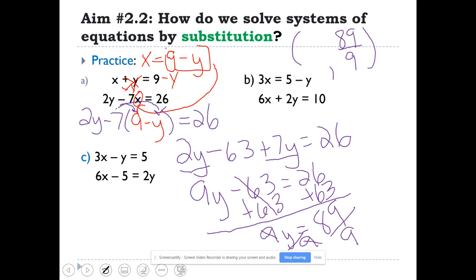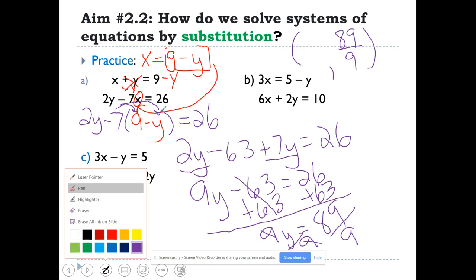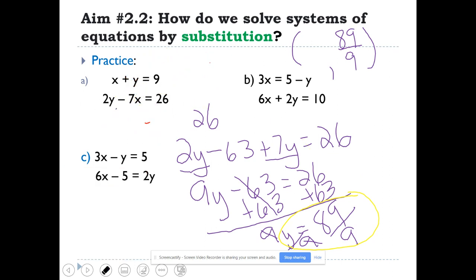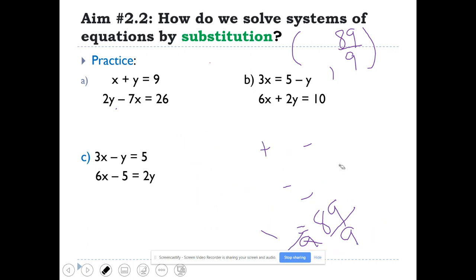So we have two options. I can take this, y is equal to 89 ninths, and plug it in to any y I want. Or if you don't want to worry about the fraction, then we can solve the top equation for y and rework our problem. I think I'm going to go that route for our notes. And then in class tomorrow, we'll talk about plugging this in.